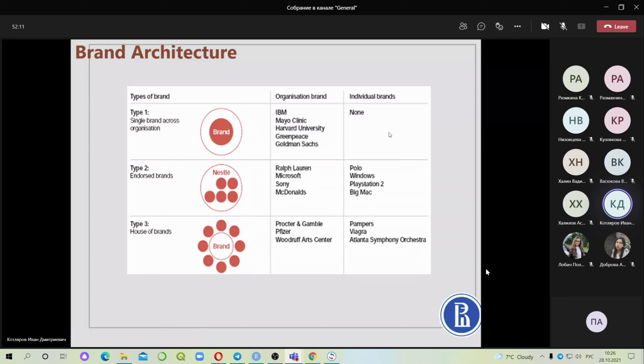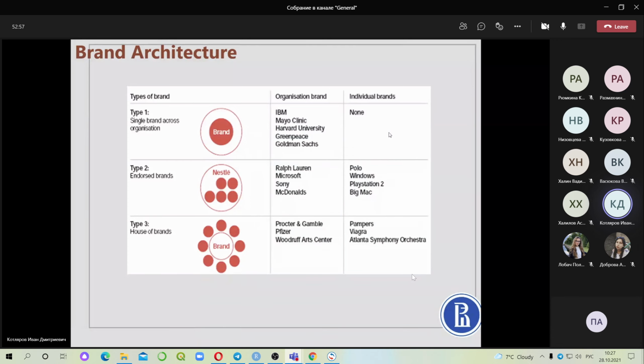Okay. So what about House of Brands, the last type? Ladies and gentlemen, here we arrive at Procter and Gamble. I would expect Unilever here, but okay, there is Procter and Gamble. There is Pfizer. And finally, as for Volkswagen Group, its brand architecture is the second type, right? No, it is not about endorsed brands. It is more about actually house of brands, or even about independent brands for different products.